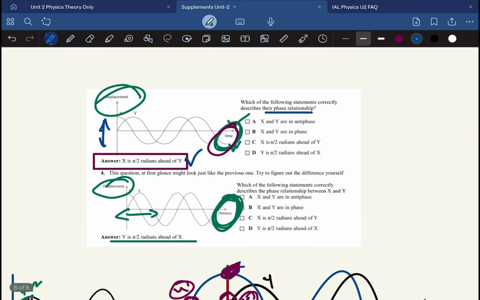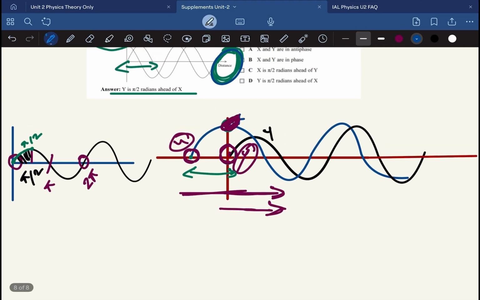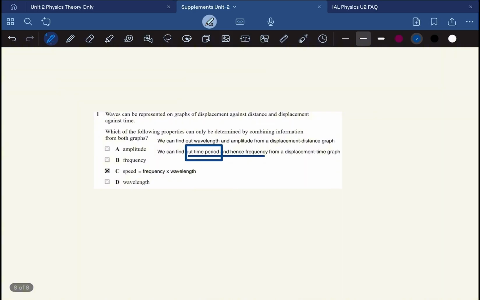And in a displacement distance graph, we will compare them horizontally. As we will compare them horizontally, here the distance is the main important thing. So as the distance is in the x-axis, we can know another thing: using this graph we can figure out the wavelength and amplitude from the displacement distance graph.